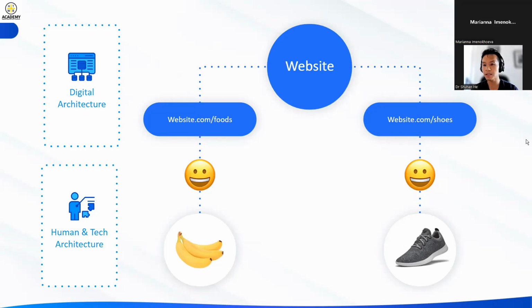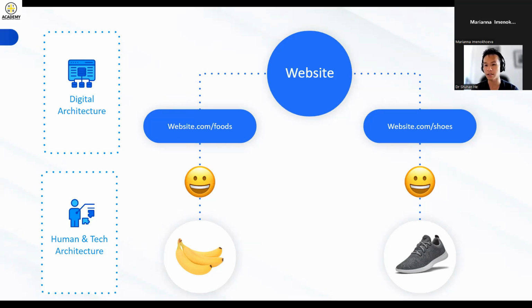But they deliver very different products and have very different human architecture, because the delivery for bananas is very different than the delivery for shoes. And always keep in mind, when you create this digital architecture, how it gets in line with the way that you deliver your product and service to help make someone's life better. It is really important to align those two things.